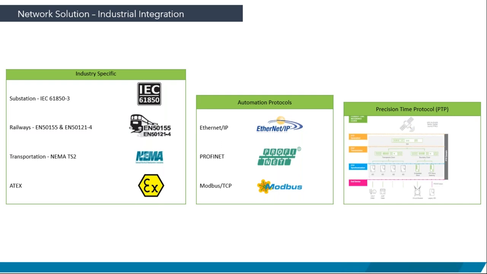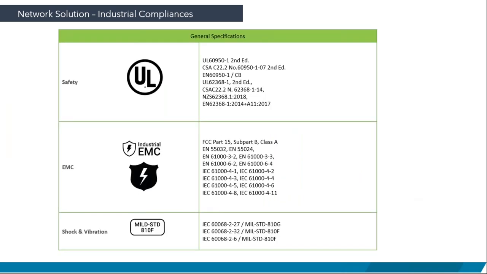Then we have the PTP protocol, that is Precision Time Protocol. In commercial switches, we use SNTP or NTP that synchronizes the time with a clock of millisecond. But in PTP, as these switches are deployed in a critical environment, time synchronization is very, very important. For the criticalness, it should be in the nanosecond. So PTP is a hardware-based protocol, which is supported in our industrial switches. So this is one of the more important points to be considered.